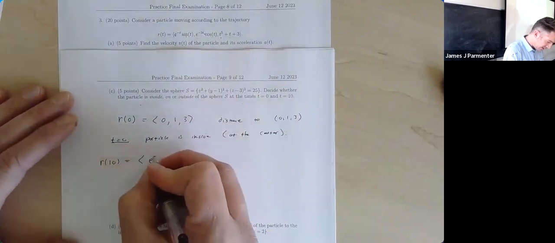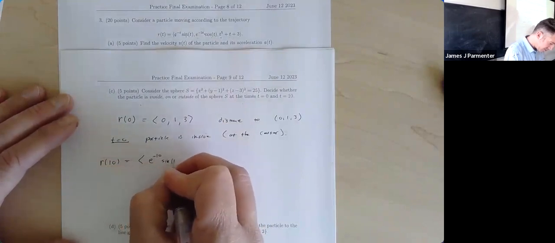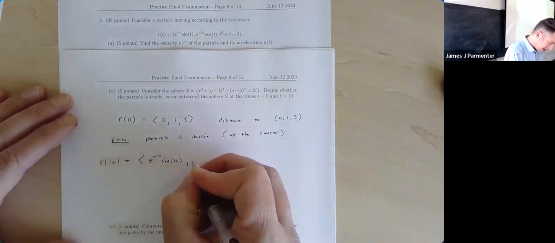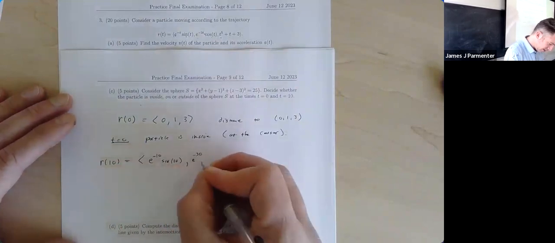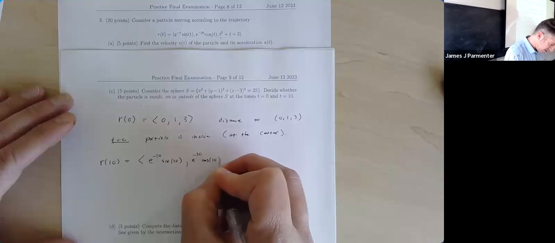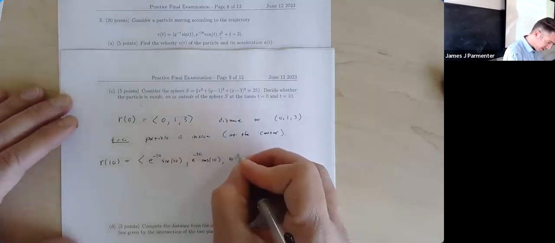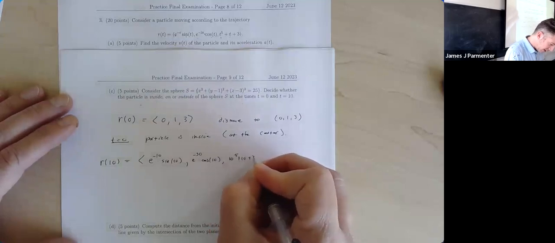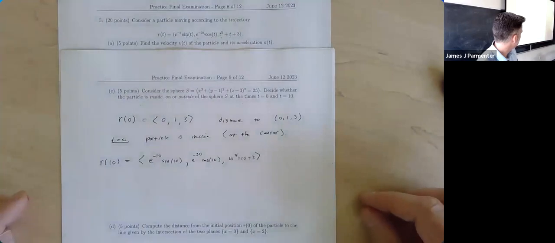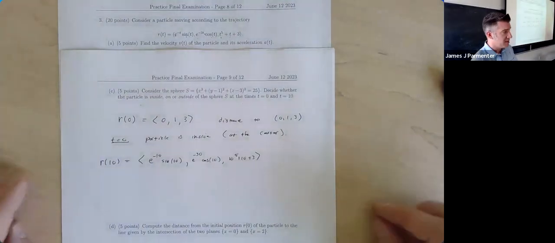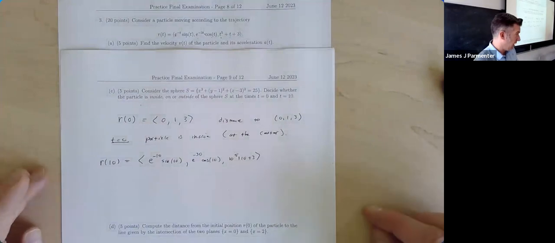It's going to be e to the -10 times sine of 10, e to the -30 times cosine of 10, and 10 to the 5th plus 10 plus 3. So here's what I would point out. I'm not actually going to find the distance between these two things. I'm just going to observe that it's bigger than 5.